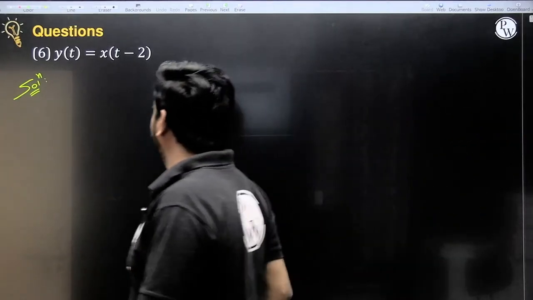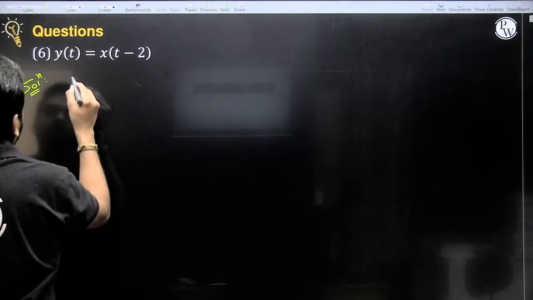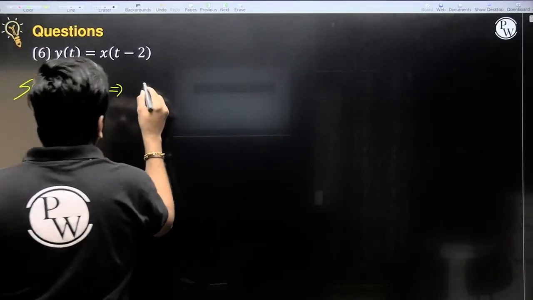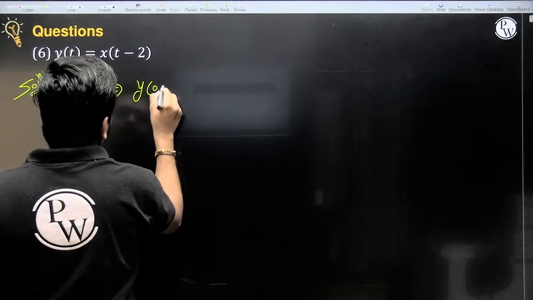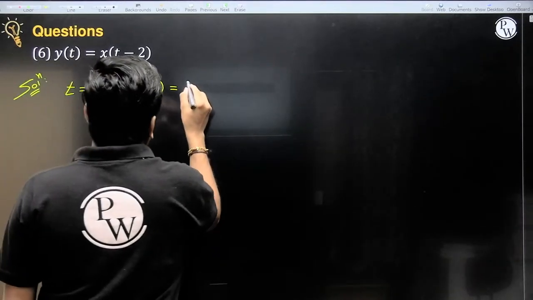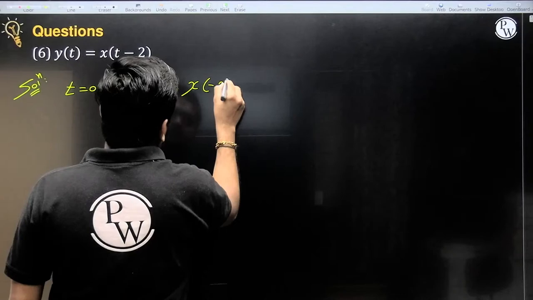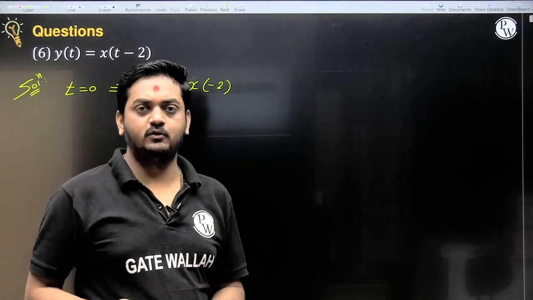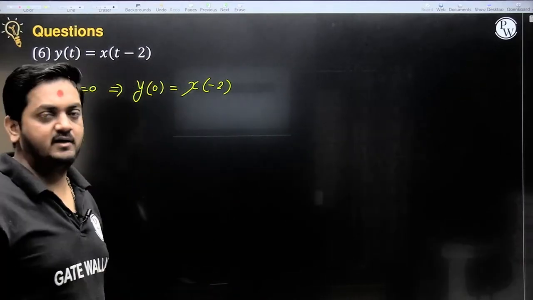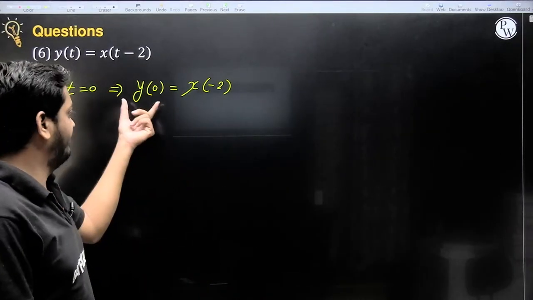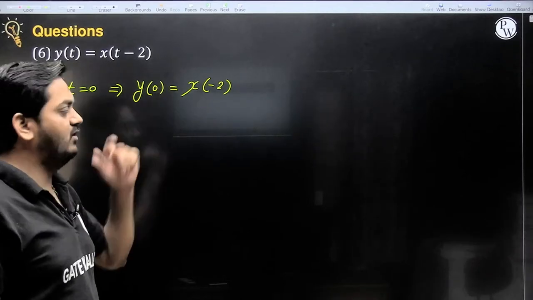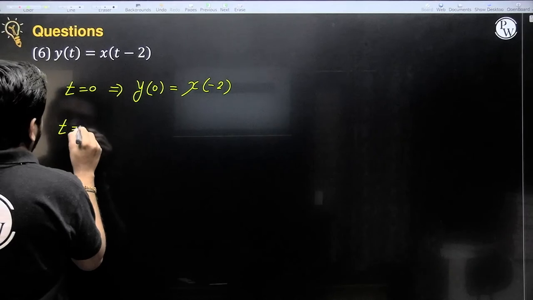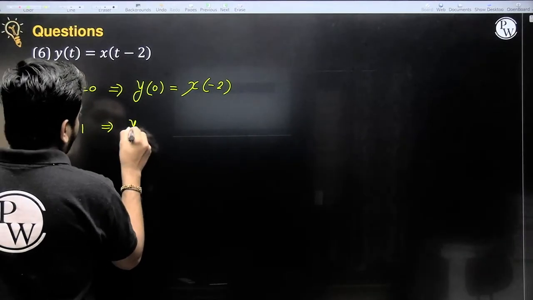As we can see here, y of 0, t equal to 0: calculate the output at t equal to 0, the present output. For that you require the input at t equal to minus 2. That means if this is the present, then with respect to this it will be your past, correct? You can take one more example, like t equal to 1.